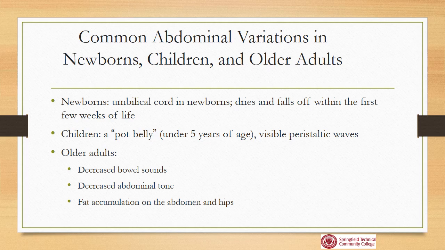Children under 5 years of age, you may actually be able to see peristaltic waves while they digest their food. It's kind of fascinating if you've ever seen this. And they also may have a pot belly. For older adults, they can have decreased abdominal tone, decreased bowel sounds, but not absent. It just may take a longer time to hear them, or they may be fainter than young adults would be. And they also can have accumulation of fat on the abdomen and hips.